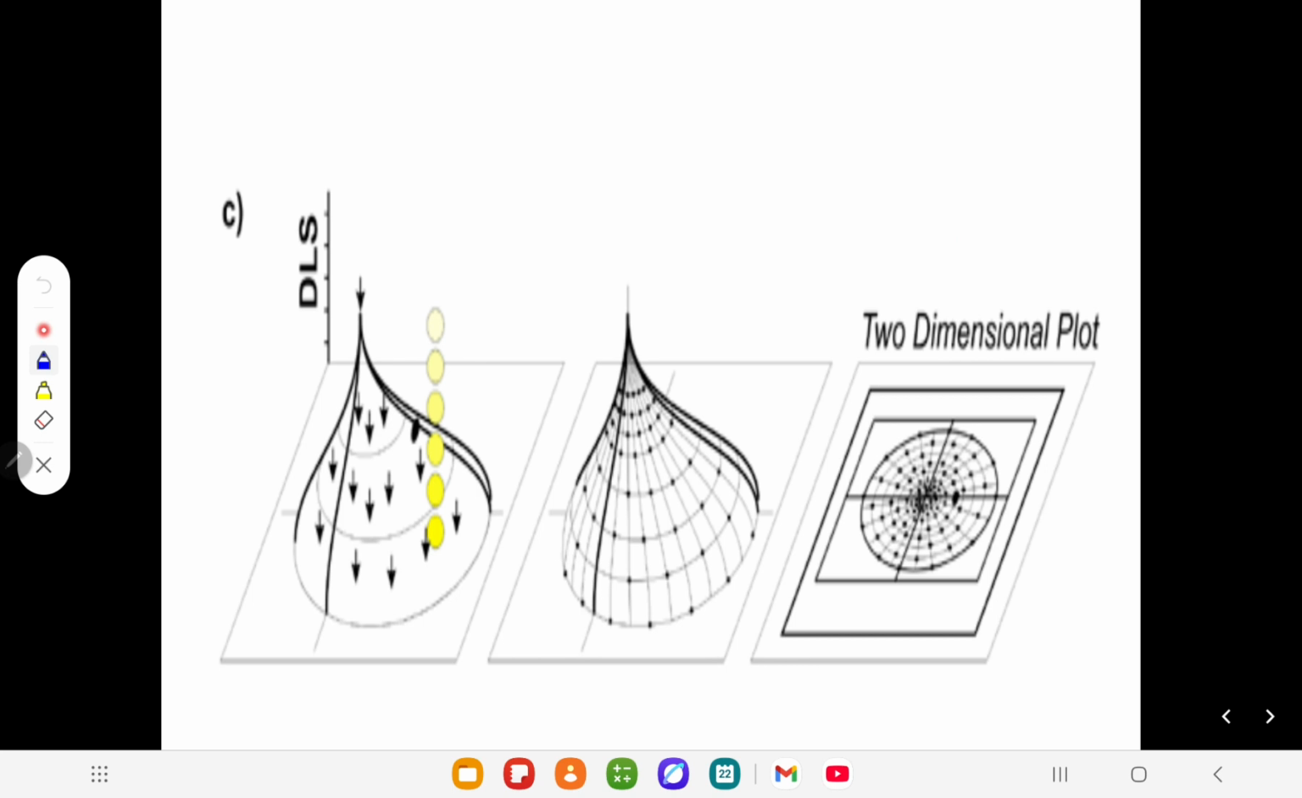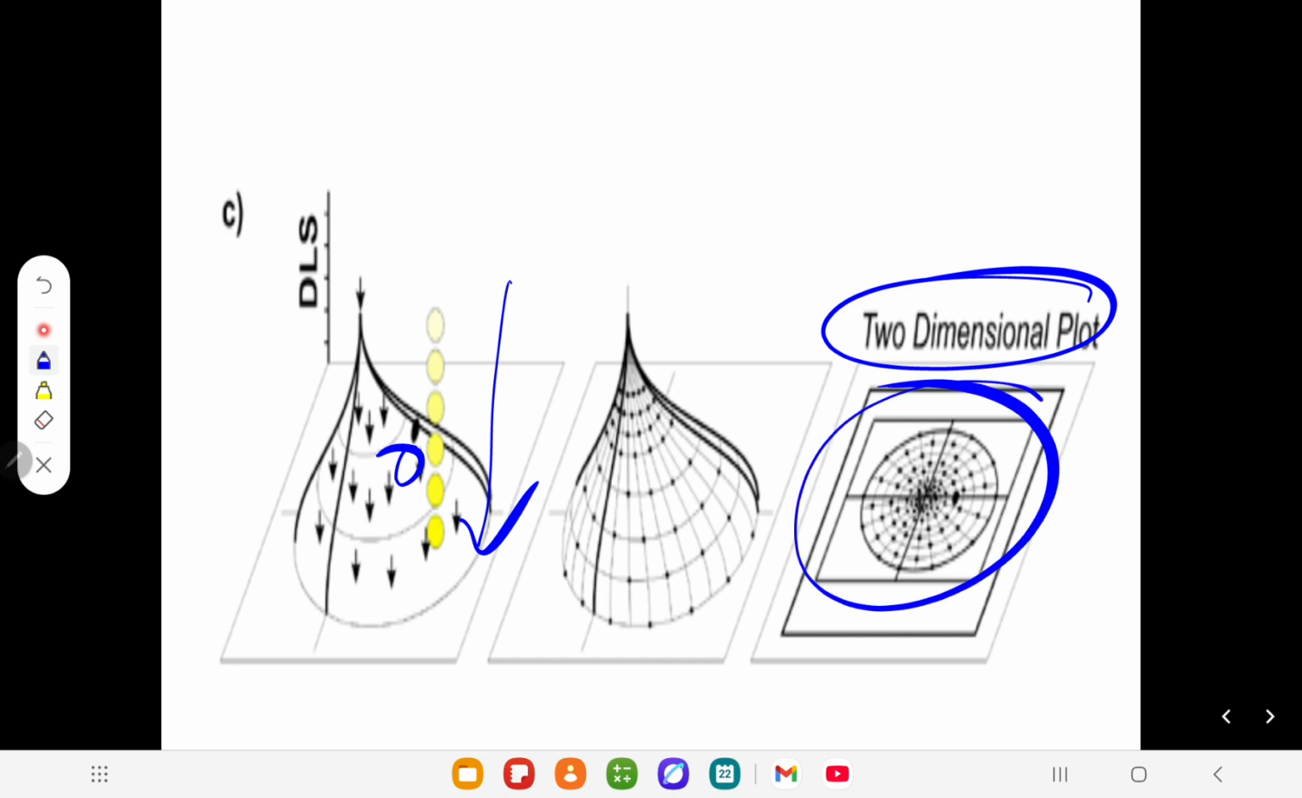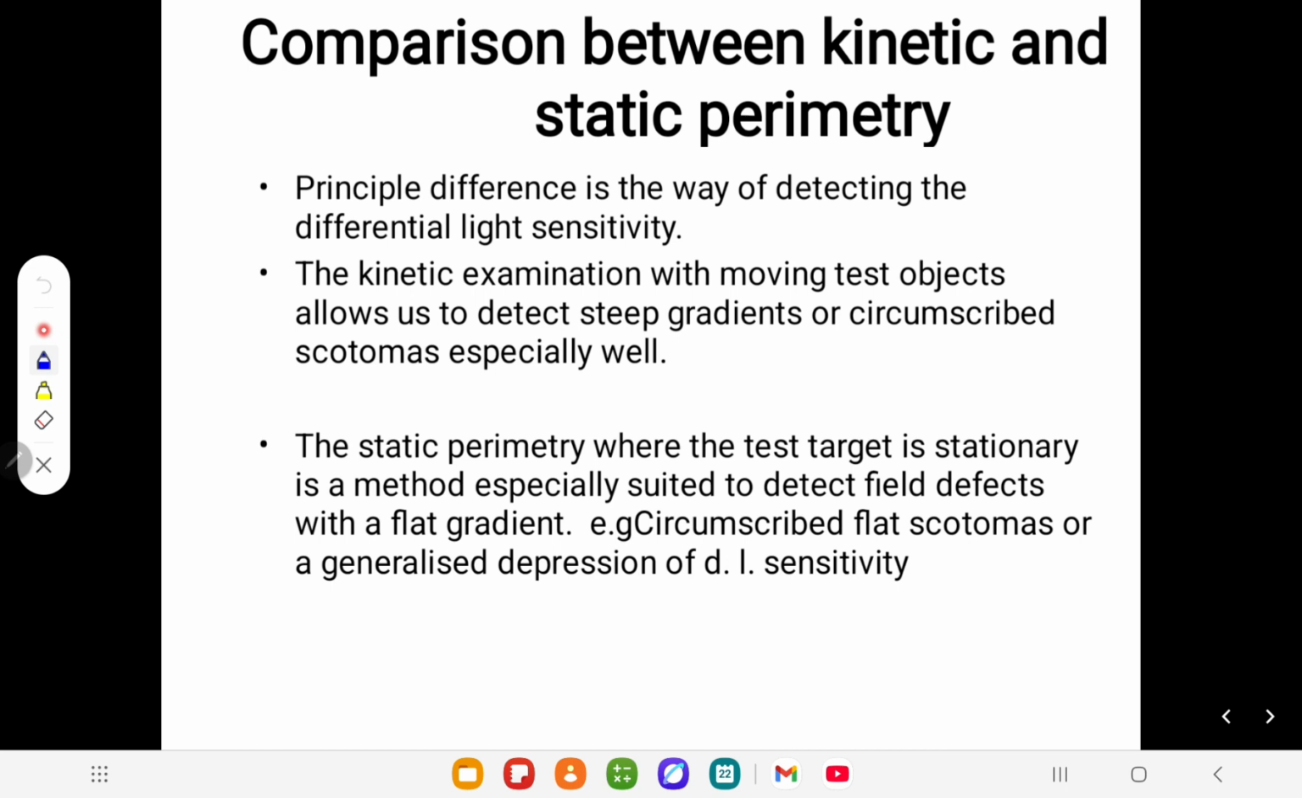So in this case, position is the same. Whether we decrease the light intensity or increase the light intensity, it depends upon the way, and it's a two-dimensional plot. But yes, definitely we can think about it in a three-dimensional plot too. But let it be. So, comparison between kinetic and static perimetry: the principal difference is the way of detecting the differential light sensitivity, because this is the principle of perimetry. So the basic difference is the way we detect the DLS, isn't it?